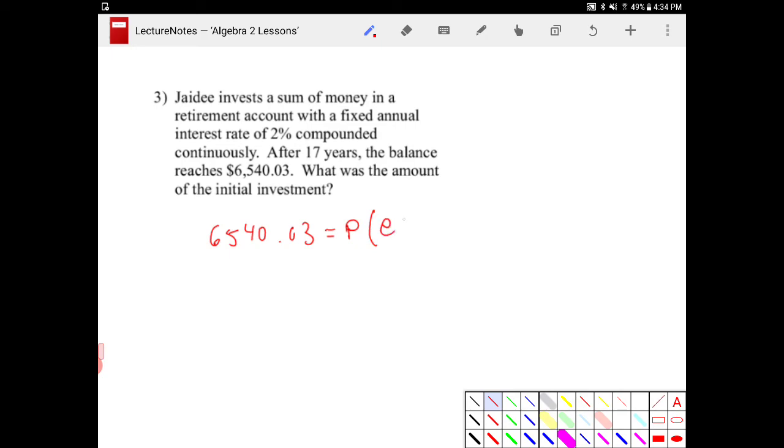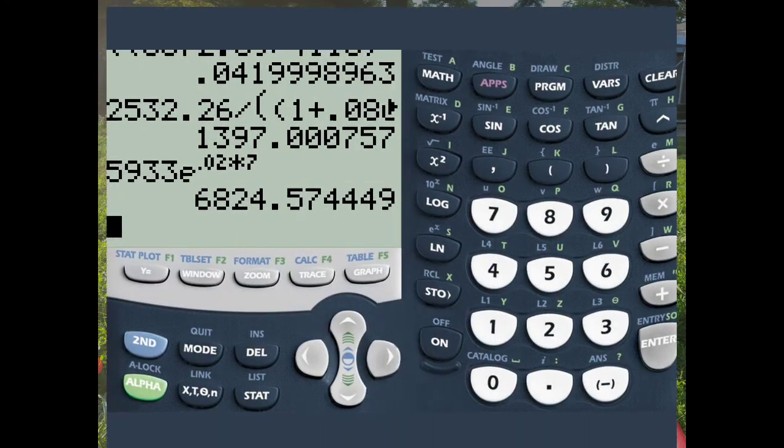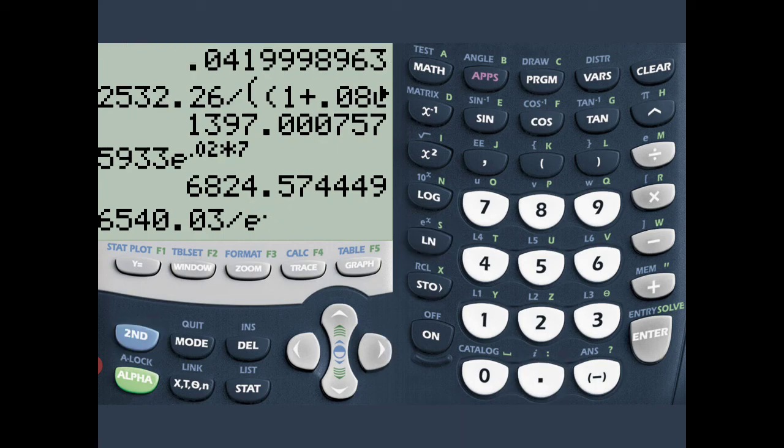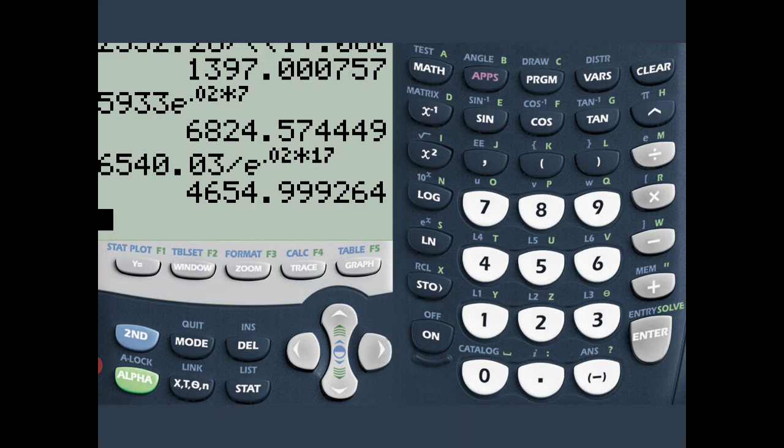e to the power of 0.02 times 17. So P is equal to 6540.03 over e to the 0.02 times 17. So 6540.03 divided by e to the power of 0.02 times 17, and that's approximately 4655.